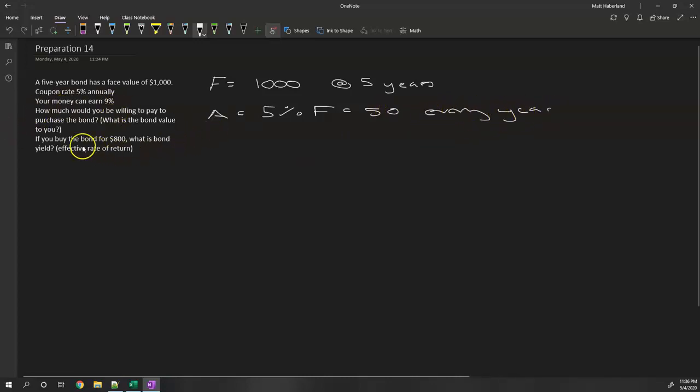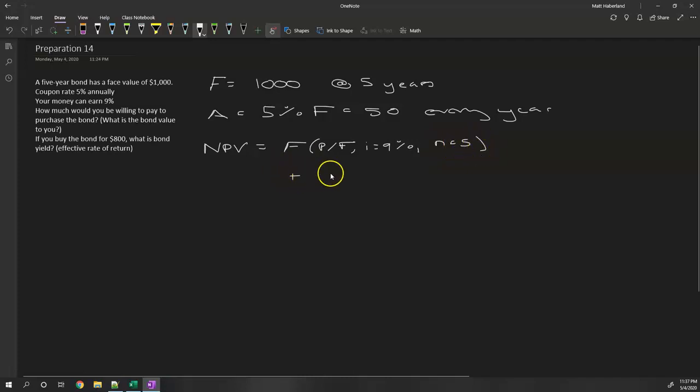How much would you be willing to pay to purchase the bond? You should be willing to pay the net present value. Let's calculate the net present value. I'll make that assertion and then we'll check it. What's the net present value of this? 1,000 at 5 years, so that's a future times the discount factor P given F, with our 9%, I equals 9% in our case, interest rate, for N equals 5 years.